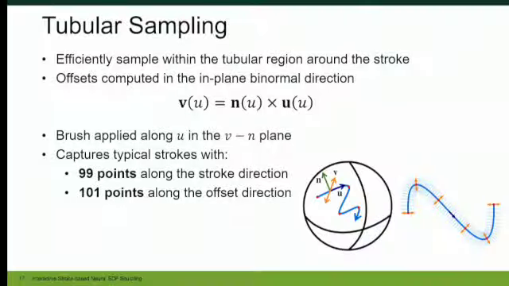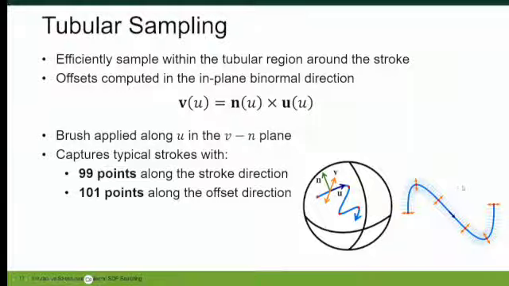So for sampling the tubular region, we wanted to do it in an efficient way. That can be done by sampling a handful of points along the stroke direction U, and then just offsetting them in the V direction by the radius that the user provides. So the V direction can just be obtained by taking the cross product of the surface normal at that location and the tangent direction, and we have the offset direction. We just offset the points to have something like this, and that provides us a decent coverage of the region that we are interested in.